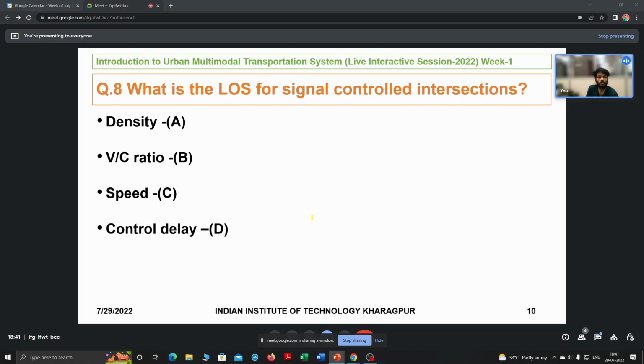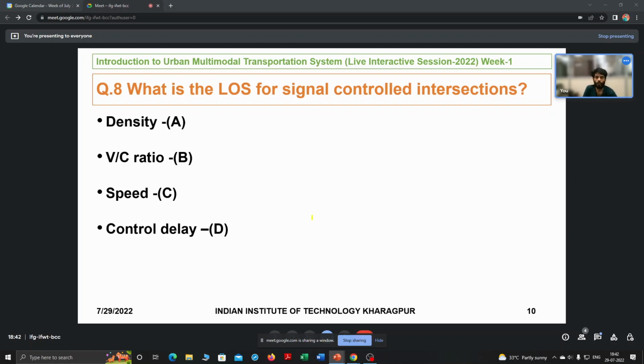So for signal control intersections, what is the level of service? For different facilities, our level of service measures are different, right? The first one is density. What is density from a traffic point of view? It is the number of vehicles occurring along a unit road length at a particular time. Suppose at a particular instance you find that in 1 kilometer of road there are 90 vehicles. So 90 vehicles per kilometer is our density. As density becomes more, the congestion will be higher.